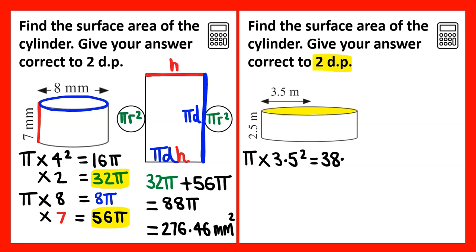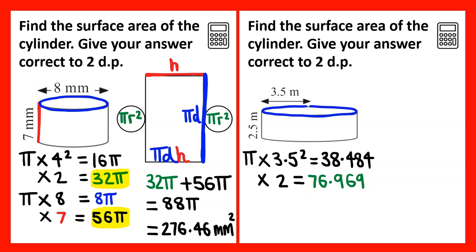So leaving this to 3 decimal places would be 38.484. Because we have the top and the bottom, we can multiply this area of the circle by 2, which is 76.969. The length needed for working out the area of the rectangle can be worked out by using the circumference of the circle. Circumference is pi times the diameter. This time, the radius was given, so we need to multiply this by 2 for the diameter. Pi times 7 gives us 7 pi, which is 21.991.